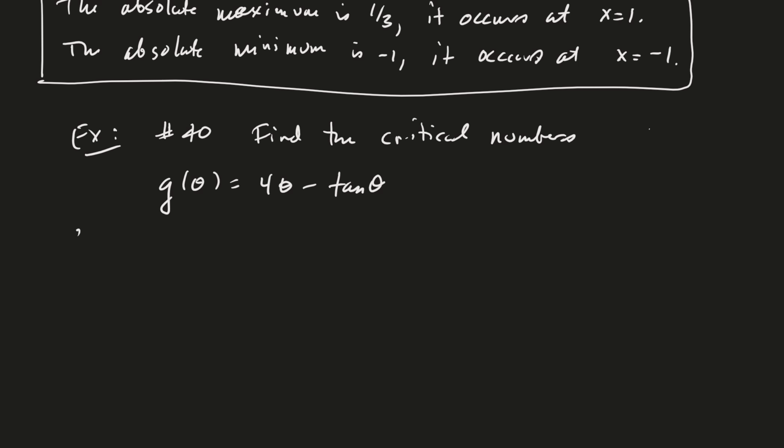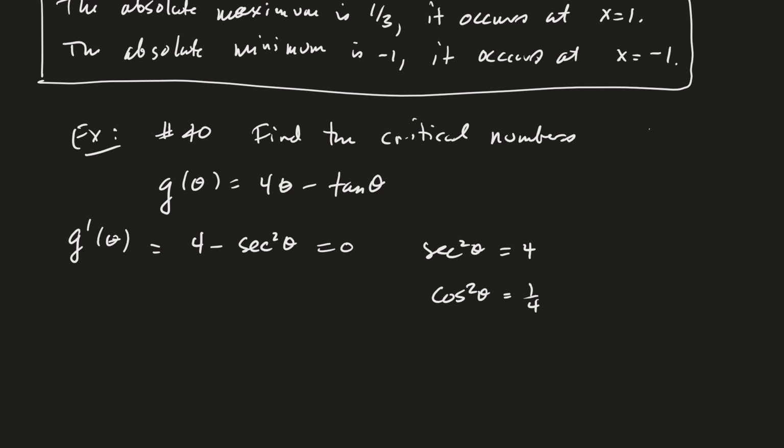So let's see here. G prime of theta equals 4 minus the derivative of tangent, secant squared. Set that equal to 0. And that means secant squared of theta equals 4, or cosine squared theta equals 1/4. And so the cosine of theta is equal to plus or minus 1/2. Good.